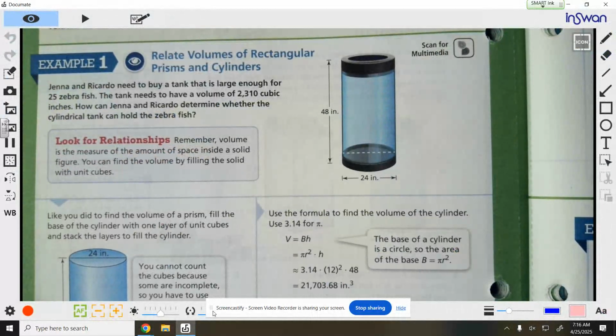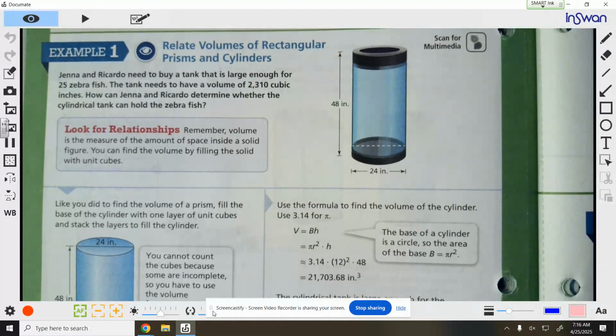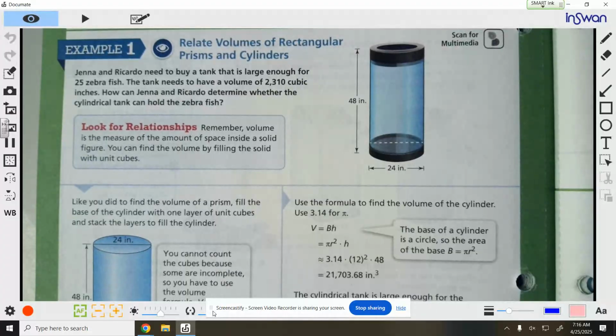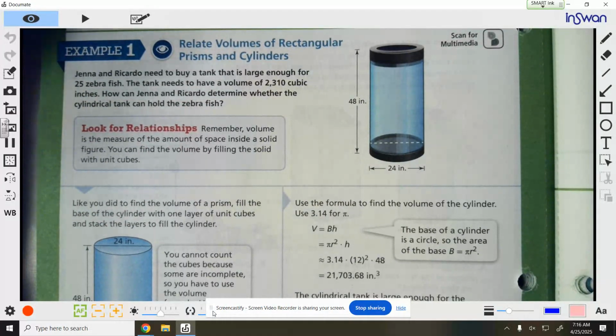All right, guys, today we are going to be working in our workbooks, chapter 8.2. This starts on page 440. Okay, so today the topic is finding volume of cylinders.